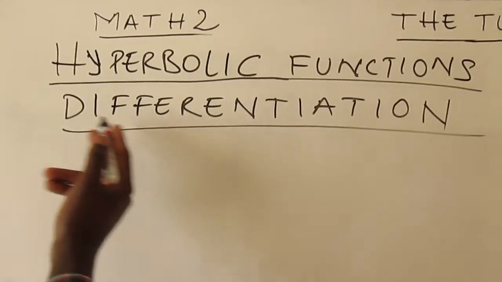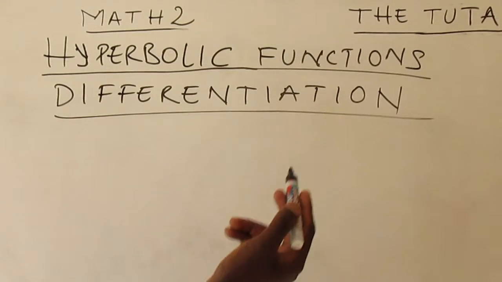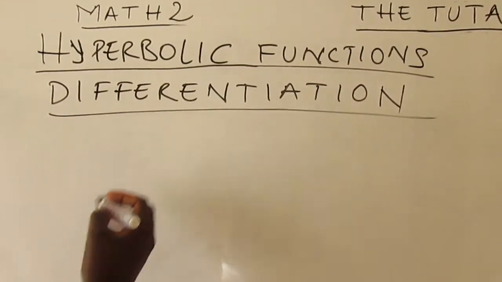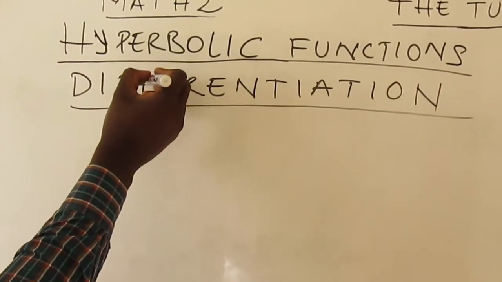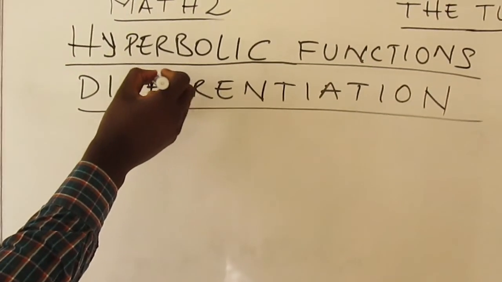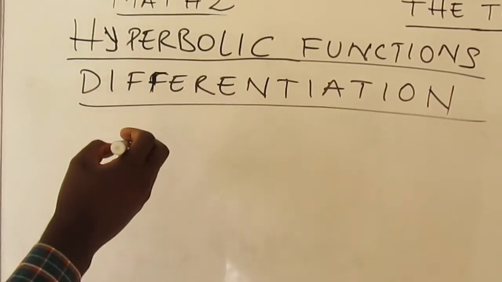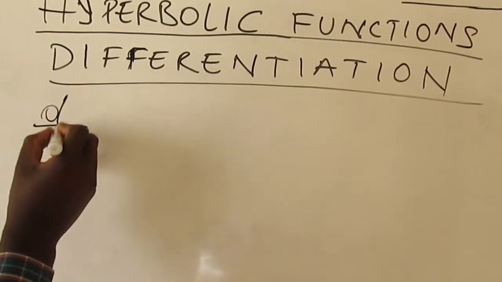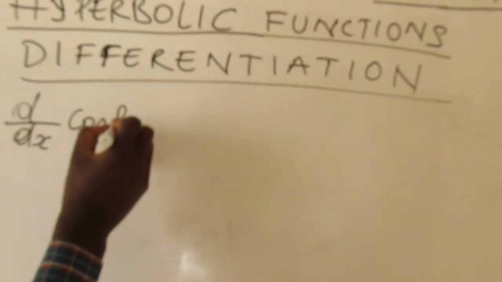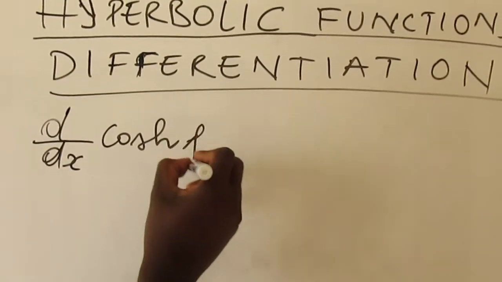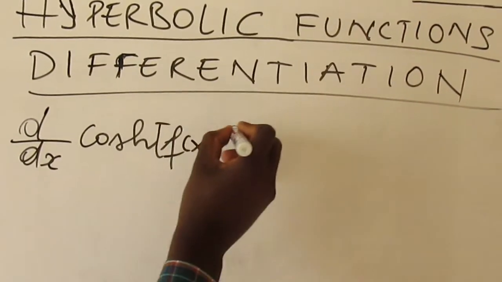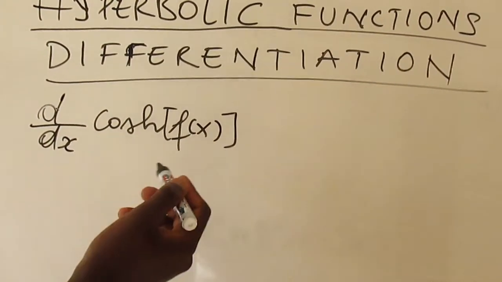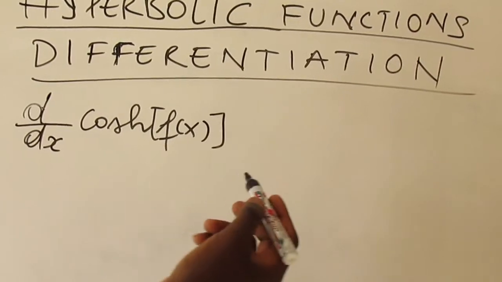Okay guys, we're still on hyperbolic functions. Now let's talk about the differentiation of hyperbolic functions. Don't worry, all the formulas are there on your formula sheets. You can download them if you want. So let's talk about the derivative of cosh of f of x. Remember, in trigo, the derivative of cos is negative sin.